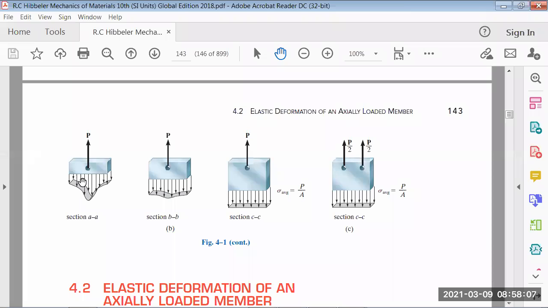You see the section that is close to the load application: the stress distribution is not uniform, right? The stress is low at the edge and increases up to the maximum at the middle, then goes down again to the minimum. So you have minimum at the edge and maximum at the mid of the section.